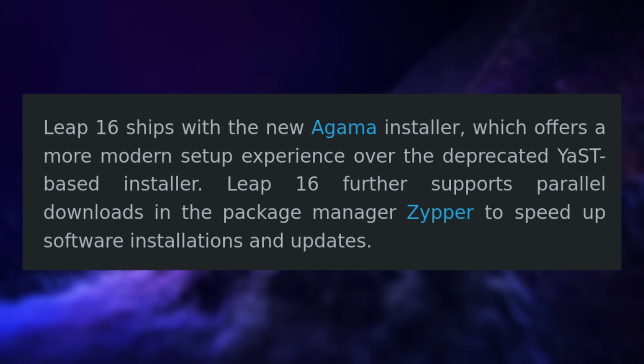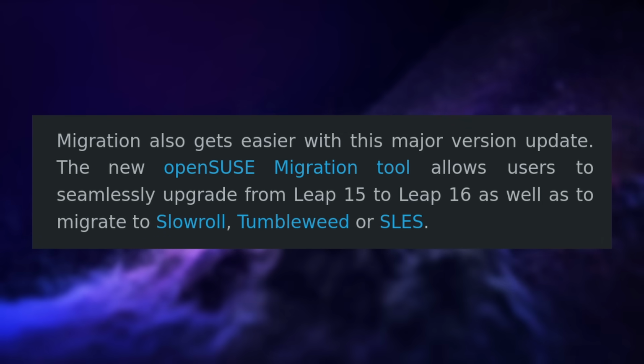The new one seems to continue that trend with a much nicer UI. The package manager now handles parallel downloads for faster installs and updates, and there's a new migration tool to help Leap 15 users move to 16 or move to a rolling release instead, like Tumbleweed or Slow Roll. You don't get quite all the latest desktops.